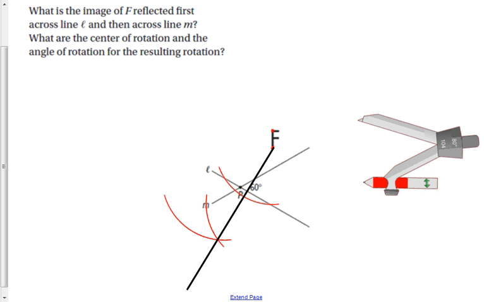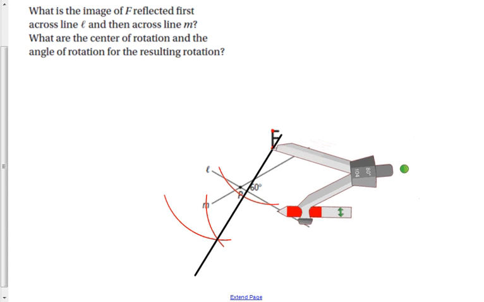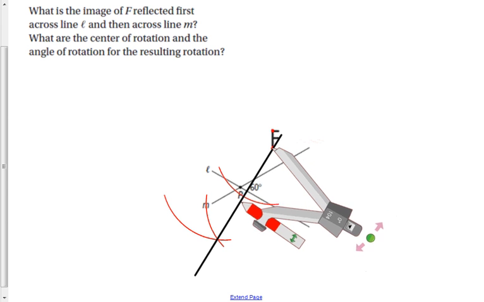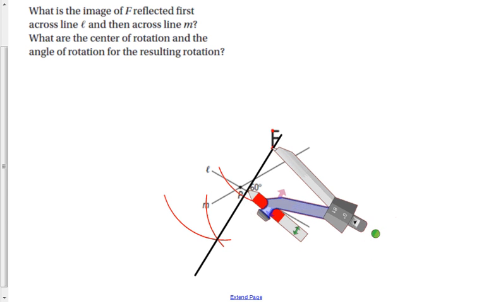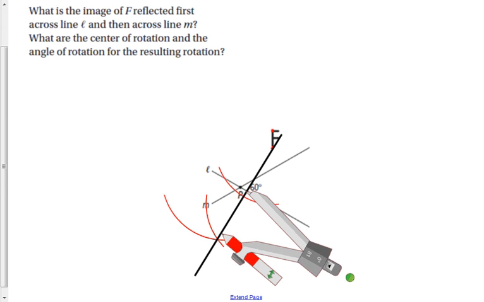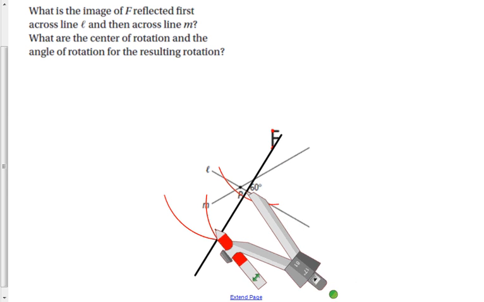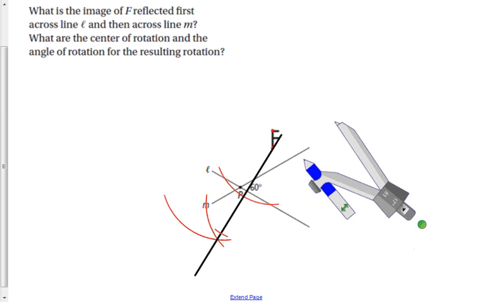So I know that the image of this point on F will be on that line. Remember, I'm reflecting across line L right now. Now I'm going to measure that distance to line L. So I'll close that up, and then I'm going to use that distance to find my image point there. And that's right there. I'm going to do the same thing with that other point.